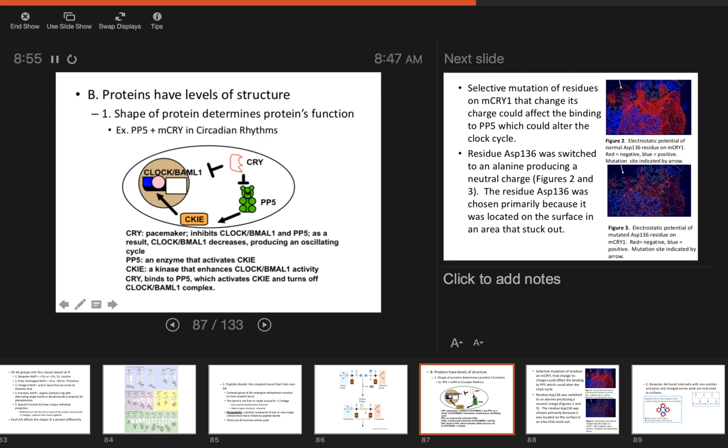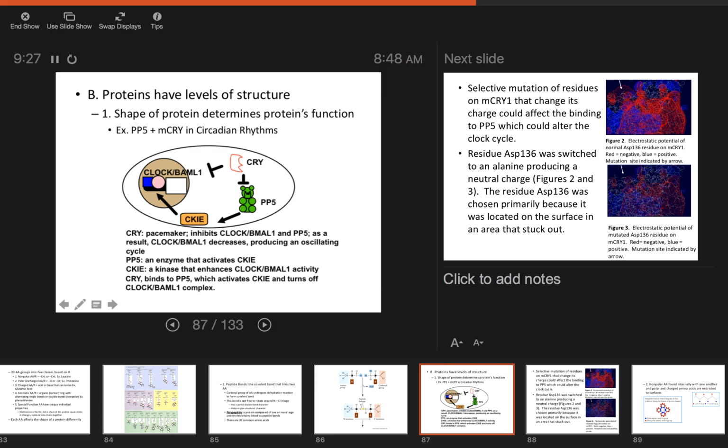But it is controlled by a bunch of tiny little proteins and molecules inside the cell. So this is my cell, and this is supposed to represent my nucleus. This black line is supposed to represent DNA. And this is supposed to be some type of receptor. I know these shapes really don't make any sense, especially the terms CLOCK and BMAL1, but I was really focusing on CRY and PP5. PP5 is a molecule that interacts with this molecule, which interacts with this.